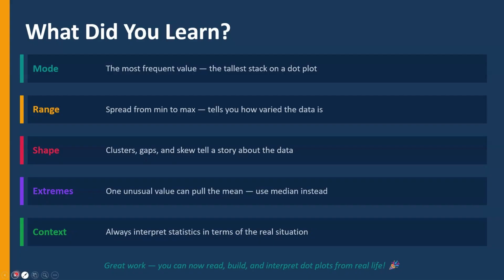But the most important idea is this. Data only makes sense when we connect it to the real situation. Today, you didn't just read graphs, you used data to make decisions, compare situations, and explain your thinking. Before you leave, answer this. What is one thing a dot plot helps you understand better than just a list of numbers?